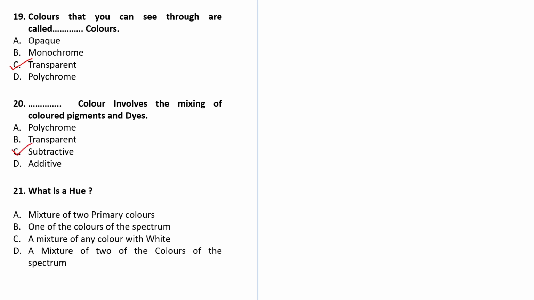What is a hue? A mixture of two primary colors? No. One of the colors of the spectrum? No. A mixture of any color with white? No. A mixture of two of the colors of the spectrum. So D is the correct answer.